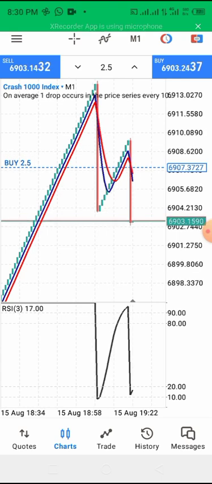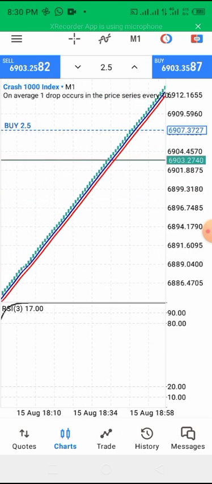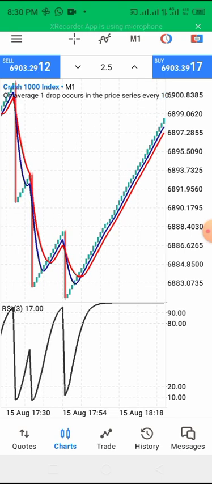5 candlesticks again. Okay, I didn't close the trade. Why? Because I'm using a demo account to do this video for you guys. It's a demo account, that's why I didn't bother to close the trade. If I was using a real account, I would have closed it after the 5 candlesticks and waited for another opportunity. So guys, you can see it's working perfectly fine.